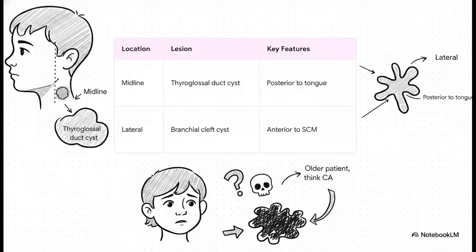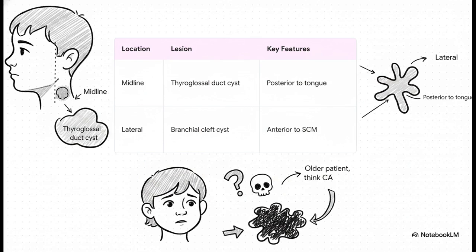Okay, so picture this. You see a pediatric neck mass. You do step 1, is it cystic or solid? Okay, it's cystic. Great. Step 2, location. Where is it? If it's right there in the midline, you're thinking thyroglossal duct cyst. If it's off to the side, lateral, it's probably a branchial cleft cyst. But here's a classic exam curveball. If you see a lateral cystic mass in an older patient, you have to think about a necrotic node, probably from thyroid or nasopharyngeal cancer.